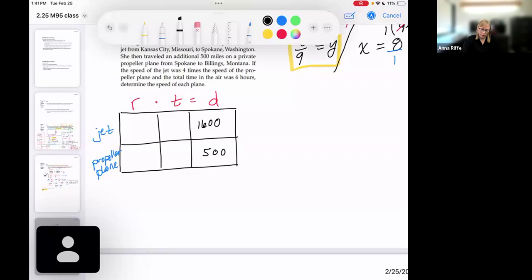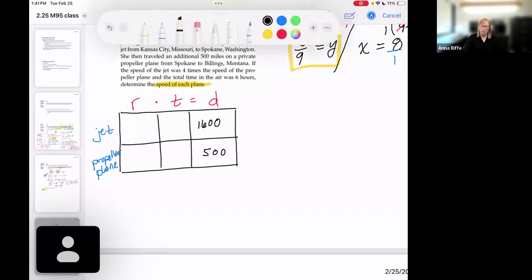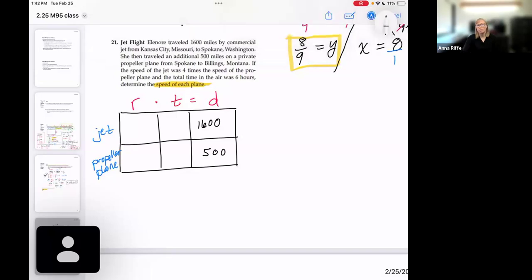I like, as I think I've mentioned, to make a note of what I'm being asked to find. It looks like we are asked to determine the speed of each plane. Speed and rate, same idea. If we're being asked to find that, we know we don't know the value of that. So I'll call the thing that I'm being asked to find X.